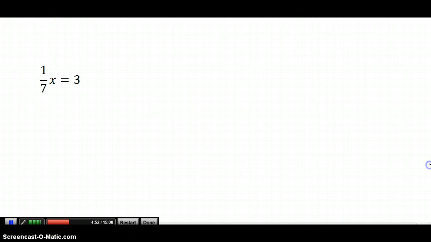So here's the same thing. I have 1/7 x equals 3. If I want to get rid of this 1/7, I can divide by 1/7, but instead of dividing by a fraction, I can multiply by the reciprocal, and that's the same thing. So I'll multiply both sides by 7, so that cancels, and I have x equals 21.